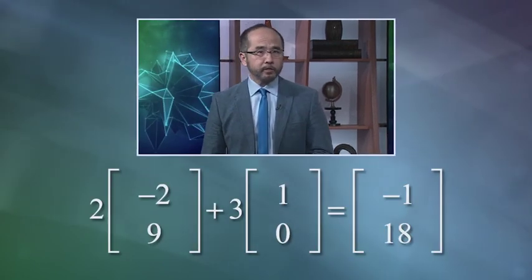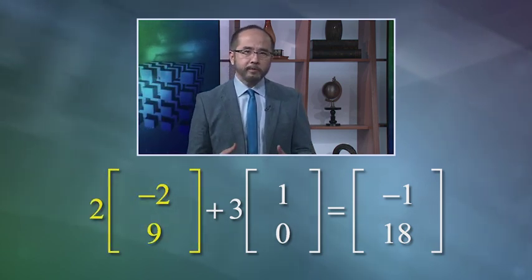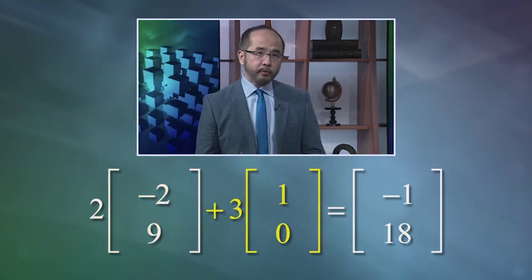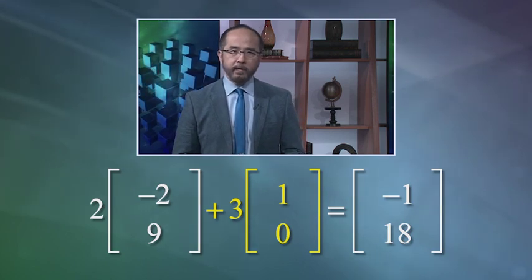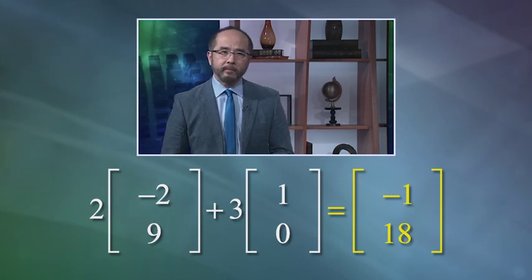And these are the coefficients we were looking for, because you can check 2 times (-2, 9) plus 3 times (1, 0) is indeed (-1, 18). Now let's take a few minutes to explore the connection between the eigenvalues of a matrix and its determinant, since this will be useful for us as well.